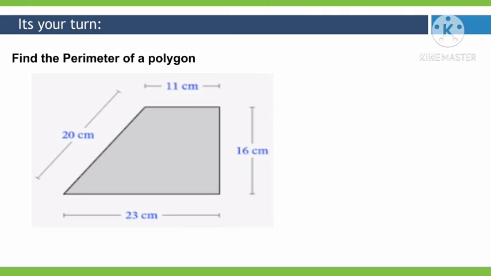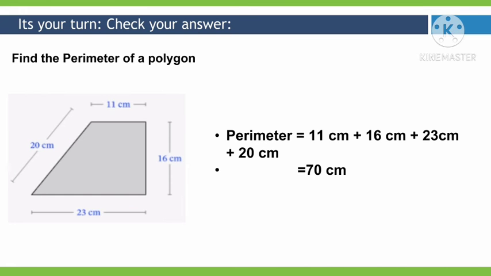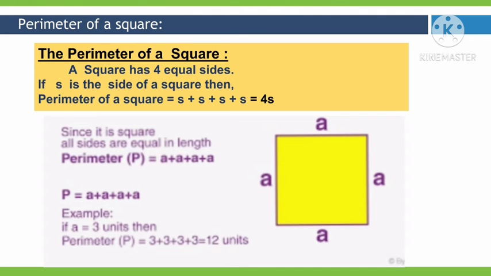Now it's your turn. You have to find the perimeter of the given polygon. Let's try, children. You can check the answer in the next slide. Yes, the perimeter of the given polygon is 70 centimeter. I hope everybody got the correct answer. You have to add all the sides, so you will get 70 centimeter. So far we learned to find the perimeter of a general polygon.